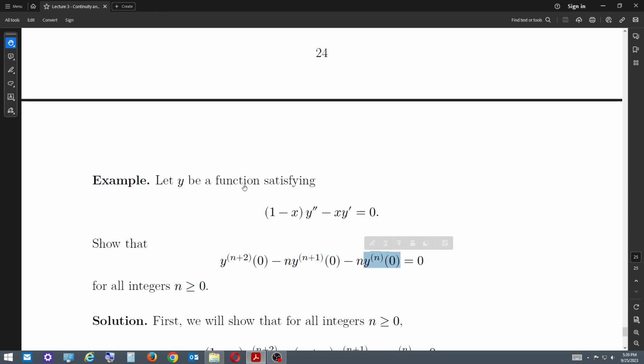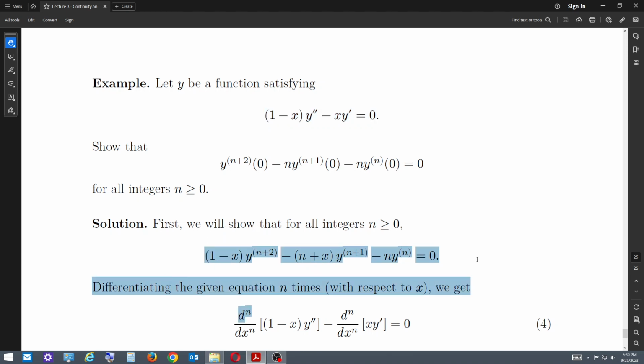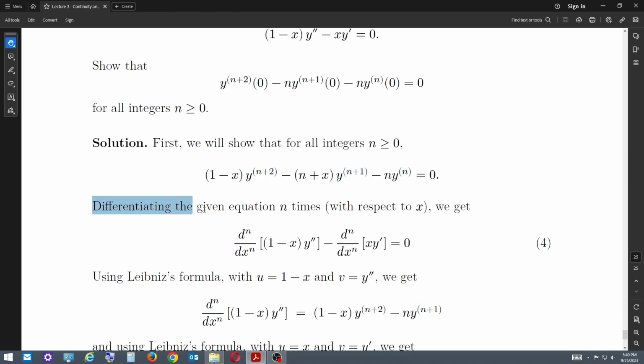This question actually has two steps. The first step is to use Leibniz's formula to get the general nth derivative of this equation. And then once we do that, we have to substitute x is equal to 0. So first we'll show that this equation is true using Leibniz's formula, and then we'll substitute. At the start, just looking at this question, you are not going to know that this is the equation you're trying to prove. What you're going to do is take the original equation and start differentiating. So we take the original equation and differentiate n times with respect to x.